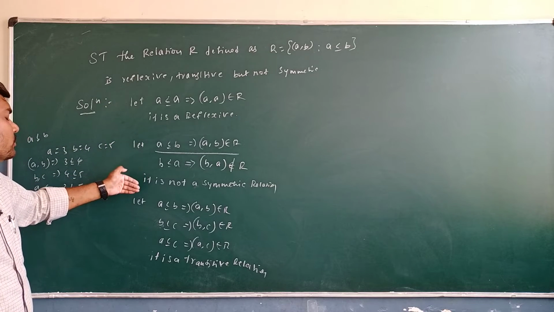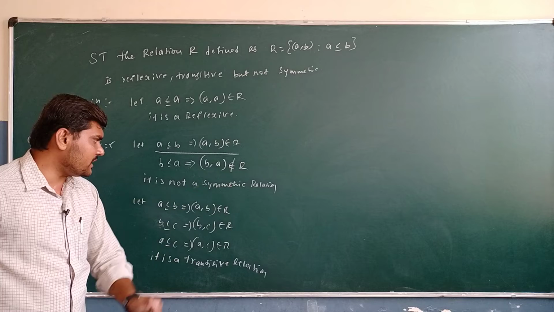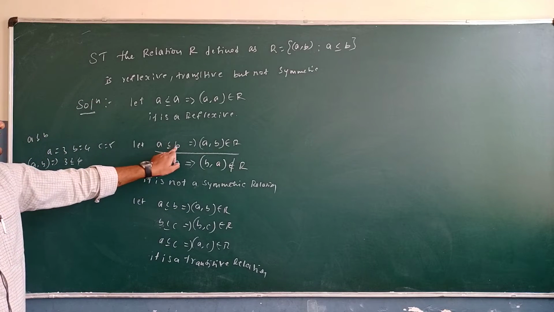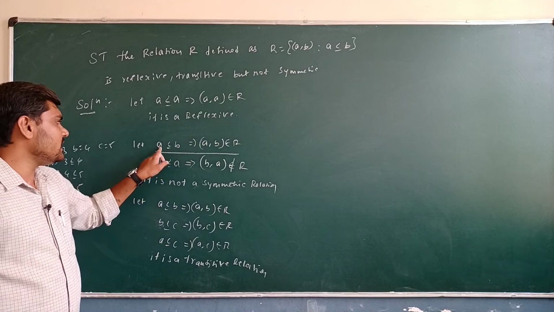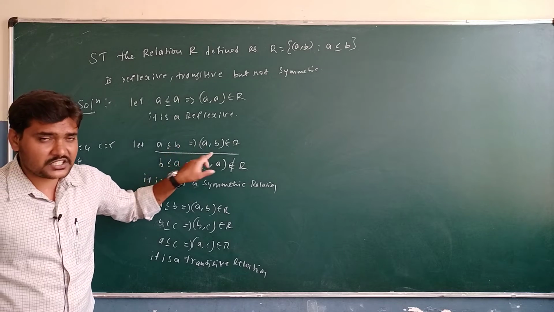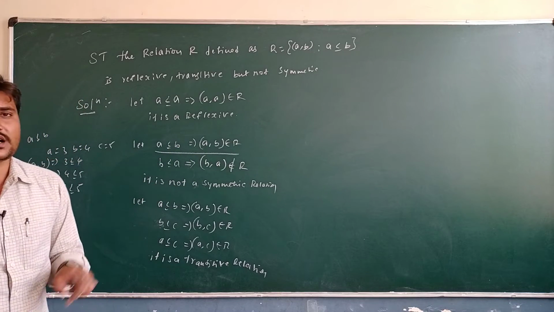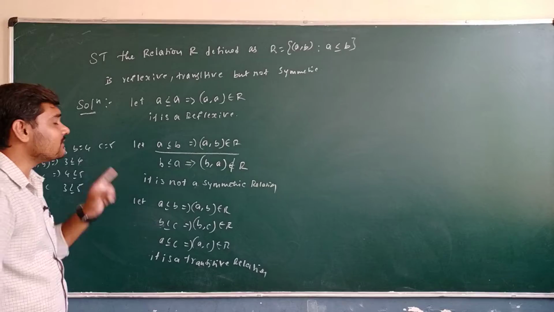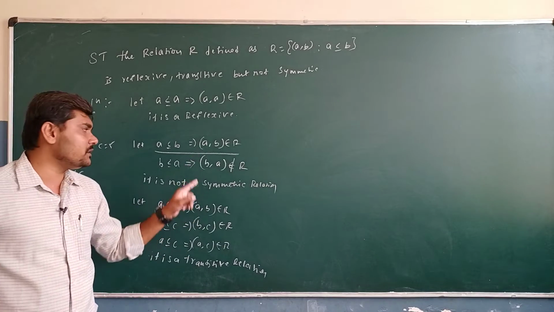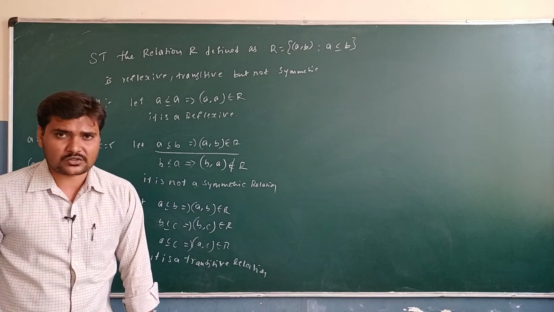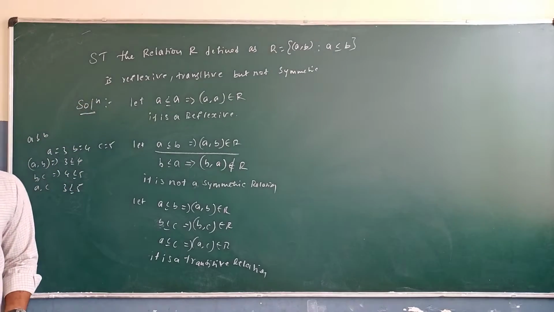When I need to prove it is not a symmetric relation, just I am taking A which is less than B, because 3 is less than 4, so (3, 4) is always in the relation. But what about (4, 3)? 4 is never less than or equal to 3. So we can say that (B, A) does not belong to R. Then we can say that it is not a symmetric relation.